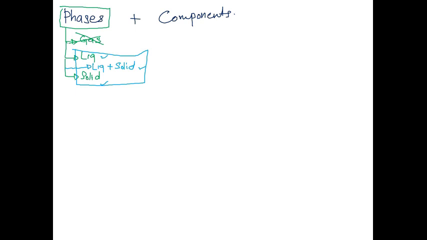So what are components? For example, from your video 1, it is your water and the sugar. Basically the components are the compounds or the metals. So these are the components for the solubility. Based on this, we have the phases and the components.